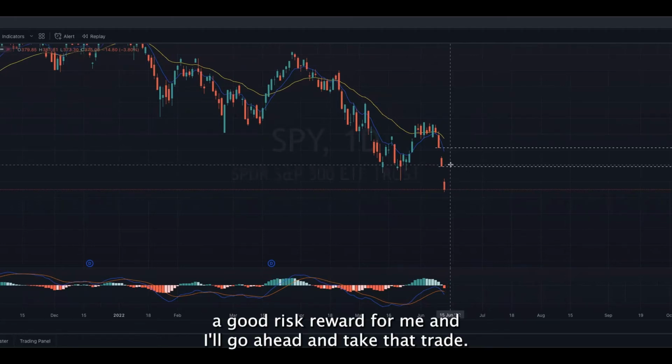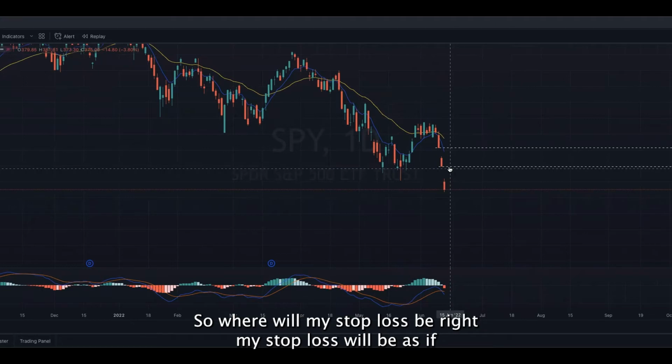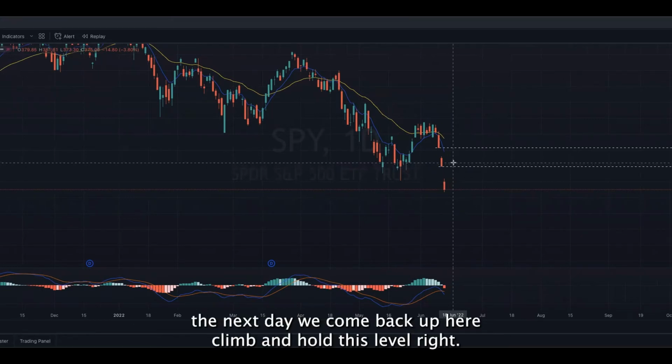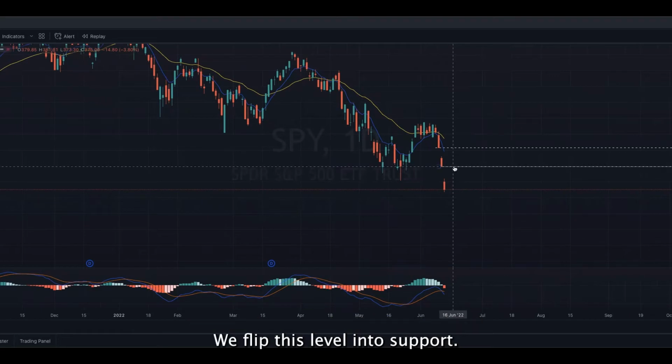And I'll go ahead and take that trade. So where will my stop loss be, right? My stop loss will be as if the next day we come back up here, climb and hold this level, right? We flip this level into support. I'll go ahead and close my trade.